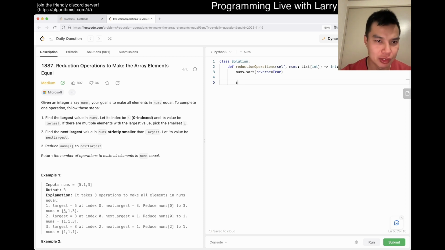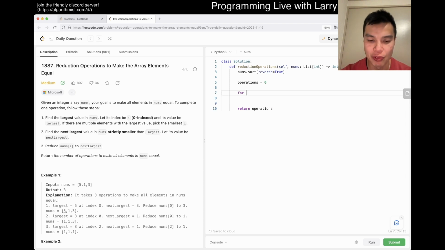And then now we have, what's it called? Operations equals 0. We return operations, right? And then now for, you could probably combine this in a lot of different ways. The way that I would just do it is just for i, x in enumerate nums, or maybe just for i in range of n.